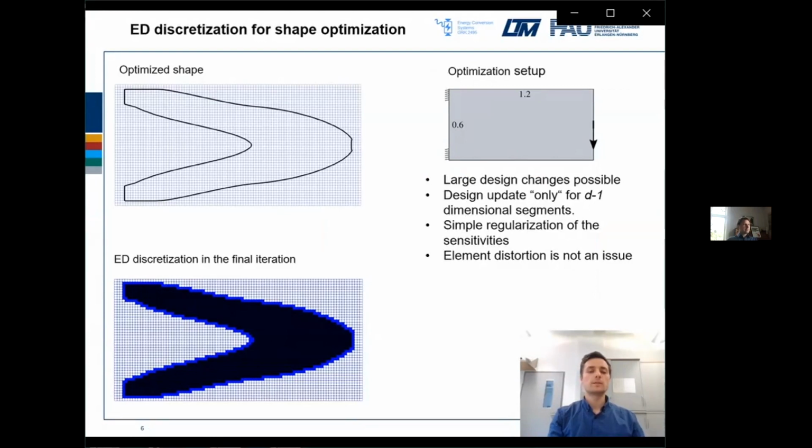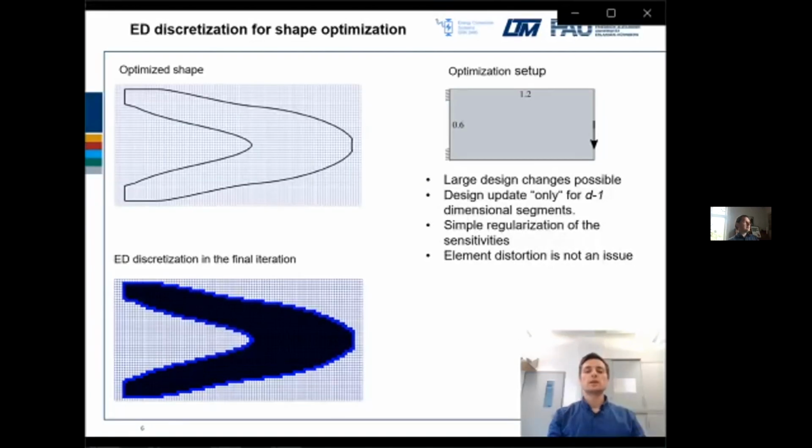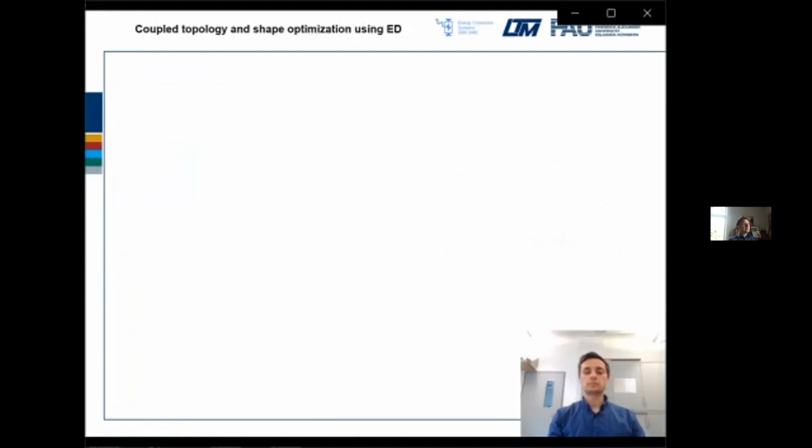sets is updated. Consequently, this approach brings several benefits as compared to the standard node-based shape optimization, such as possible large design changes, design update only of the boundary, simple regularization of the sensitivities, no element distortion.